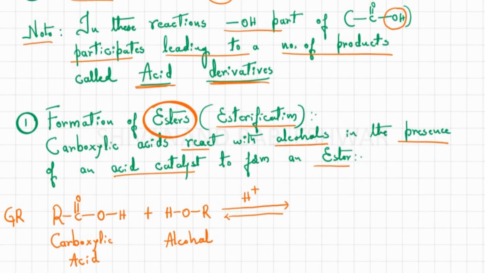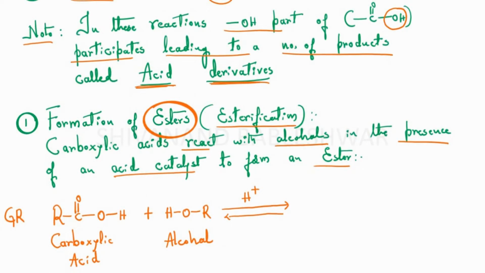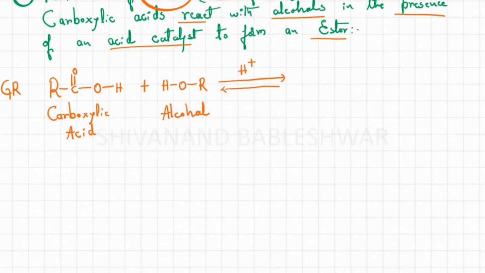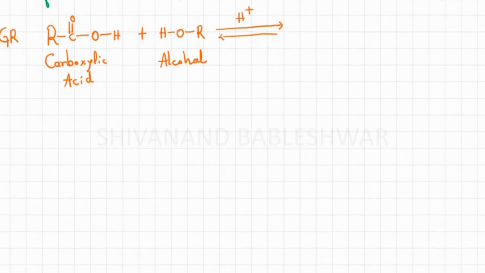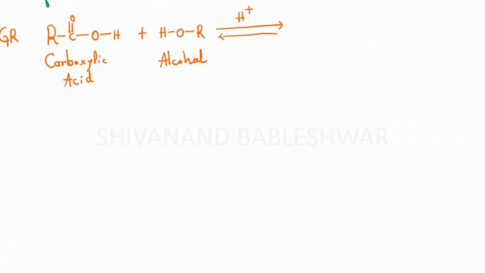Here I have written in this reaction the OH part of C double bond O and OH. This part, where I'm encircling here, is going to be cleaved. So this OH part is cleaved, and we are also going to cleave the hydrogen of the alcohol's OH. So what is lost actually? Water is lost.